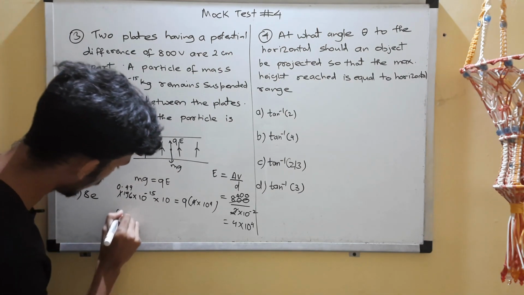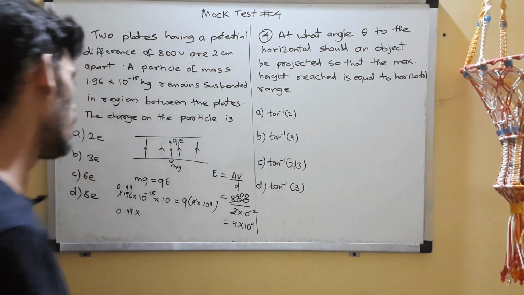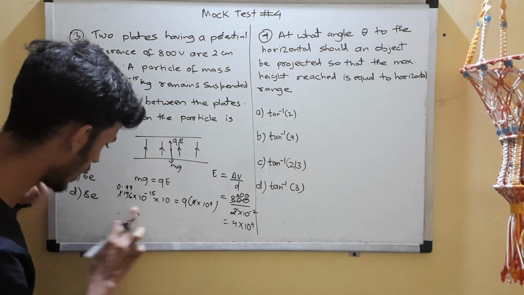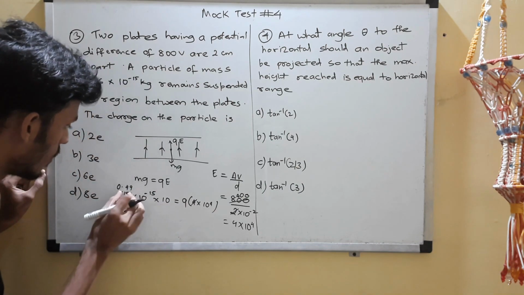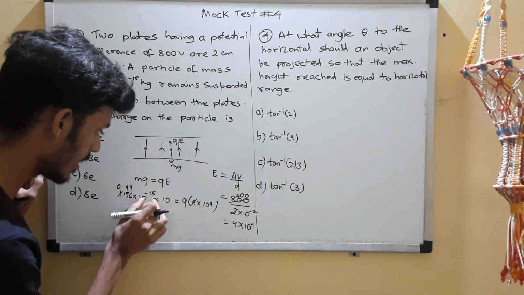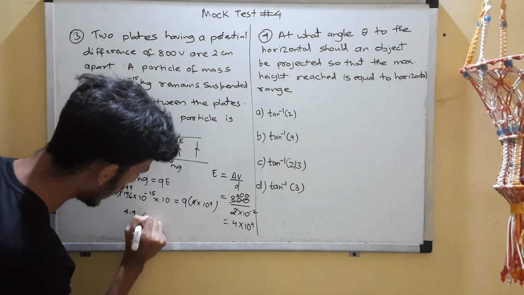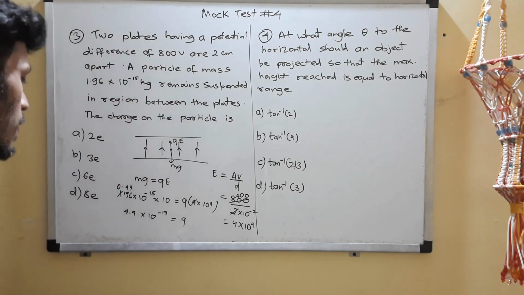So 0.49 into, here we'll get 10 to the power, from this and this, will become minus 19. So I can write it actually as 4.9. I'll utilize this, so this into this is 4.9. Yes, this is 10 to the power minus 15 divided by 10 to the power 4, which becomes 10 to the power minus 19. Okay, so that was simple.